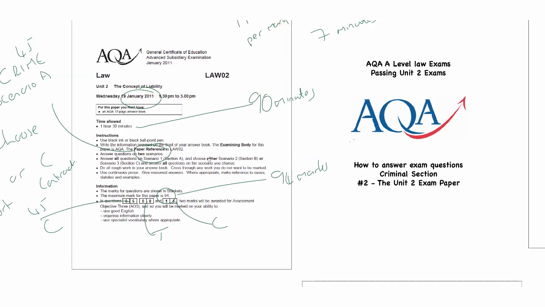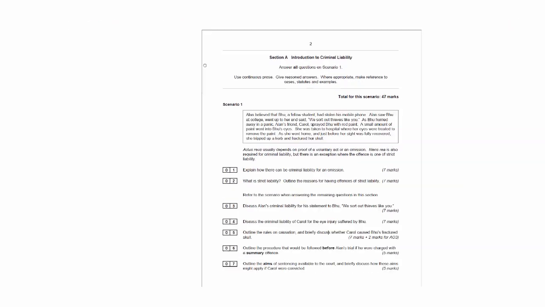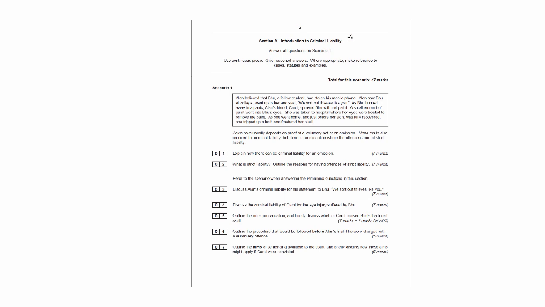So let's have a look at scenario 1, and scenario 1 is criminal liability. Everybody answers this, so you will have to do criminal. And you'll see that it's made up very clearly. You've got 47 marks and you've got 45 minutes.